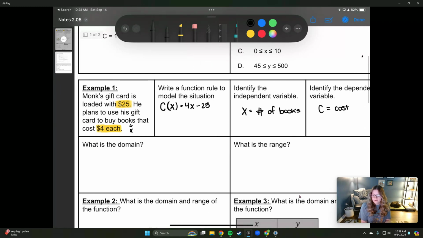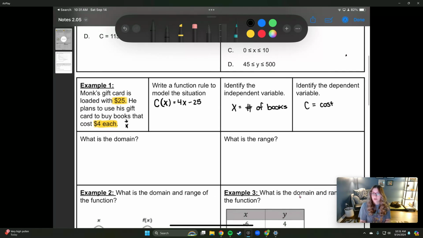Alright, now let's get down to what we really want to know. What is the domain and what is the range? Now remember, domain, okay, is all possible values for X. And you can jot that down if you want to. You don't have to. But all possible values for X. Now, we can figure that out using that function rule that we created.